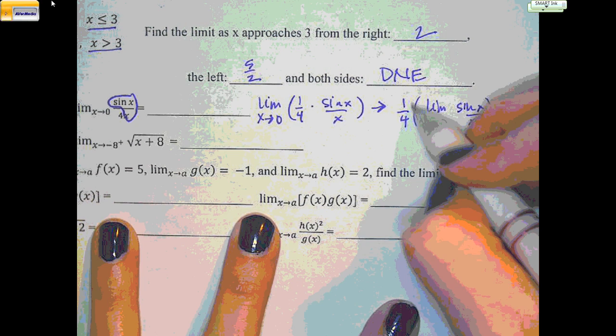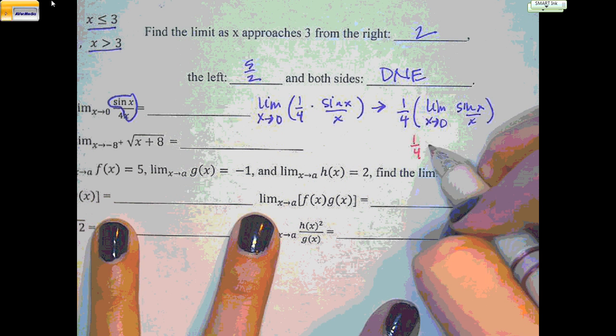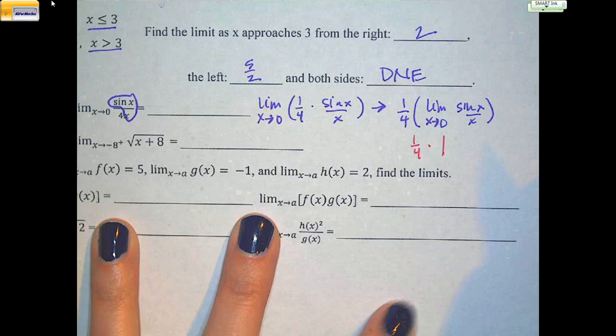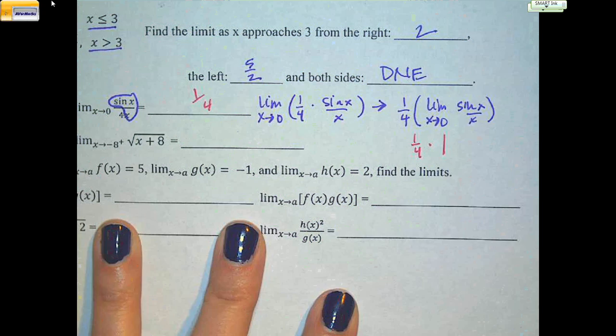So we have 1/4 times, what's this limit? 1. Make sure that you don't say 0. 1/4 times 1 is 1/4. Everybody okay?